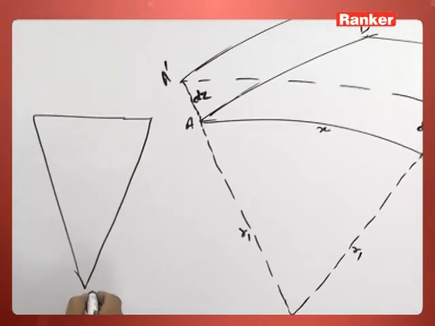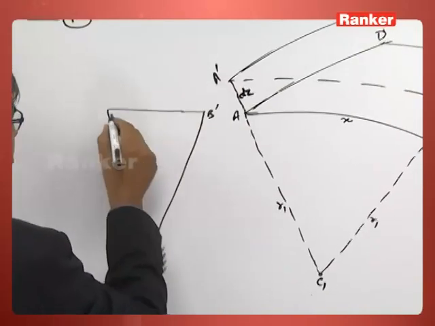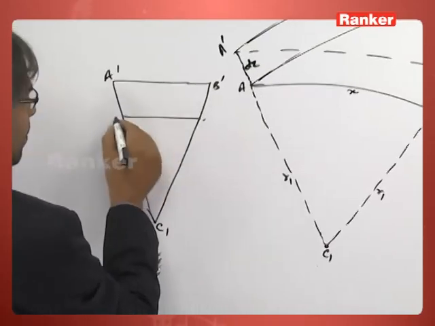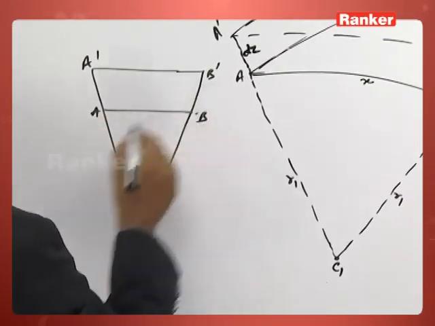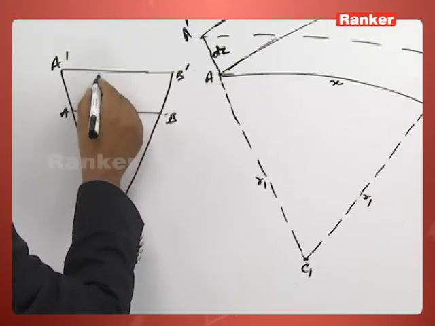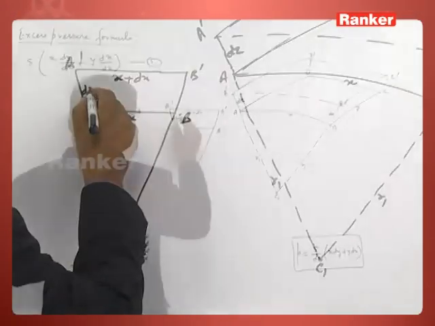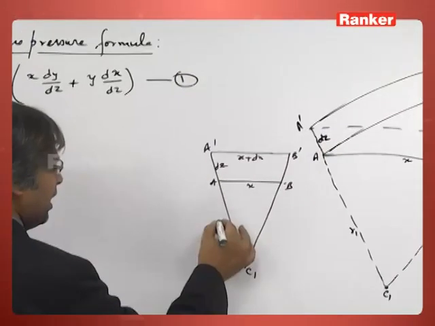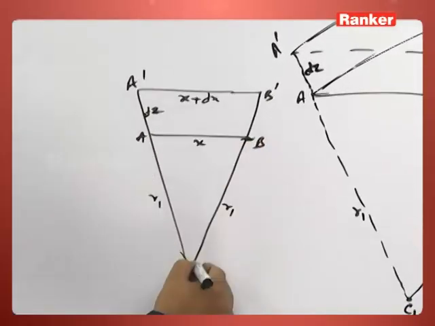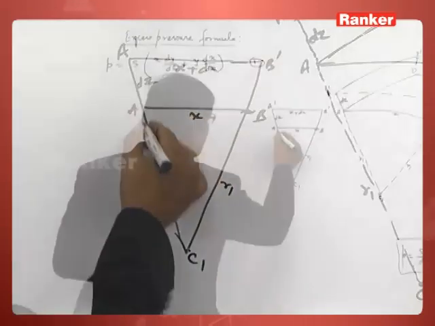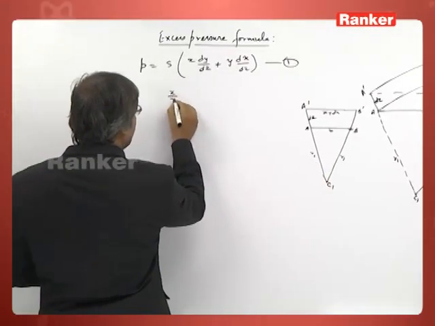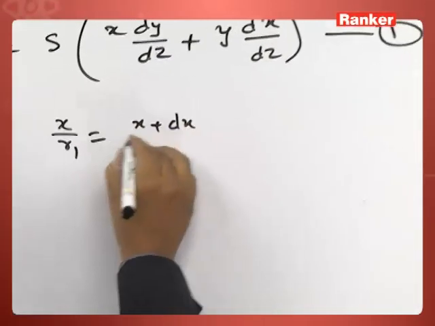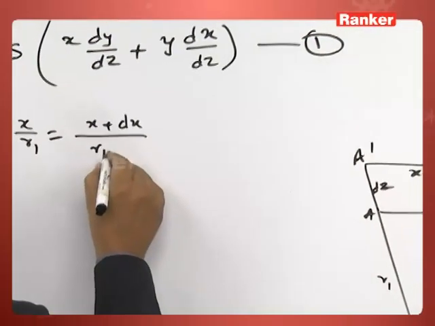These are curved triangles, C1 B dash A dash, and this is AB. This is x, this is our x plus dx, and this is dz. So now let us use the similar triangles. This is R1 and this is R1, meaning from B to C1 and A to C1. So we have x by R1 equal to (x plus dx) by (R1 plus dz).